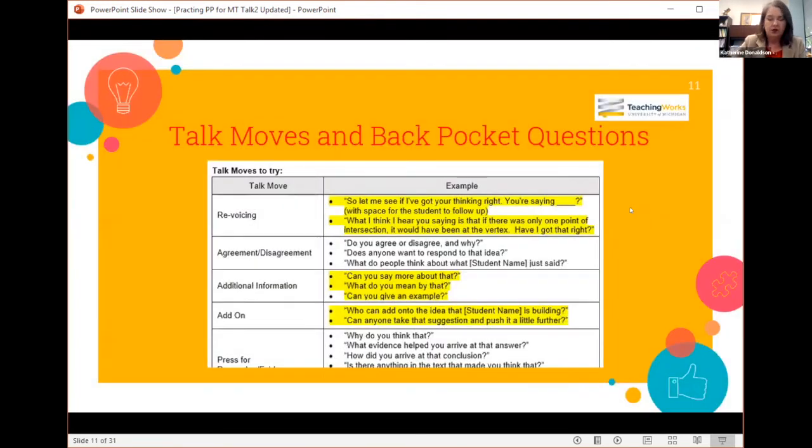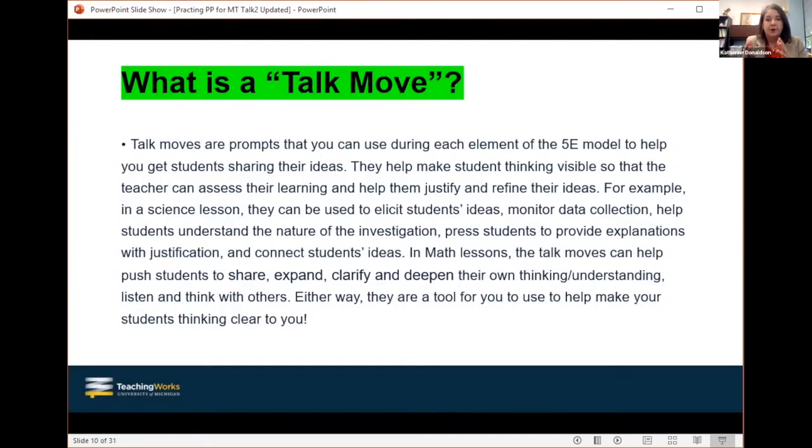So sorry about that. So what is a talk move? A talk move is just a prompt that you use during each element of the 5E model to help you get your students to share their ideas. It's going to help make students' thinking visible, help them refine their ideas. So let's say that you ask a straight up question and they gave you an answer. To say something like, well, why do you believe that's true? Or can you give me some data to back up your thinking? These follow-up questions are talk moves.